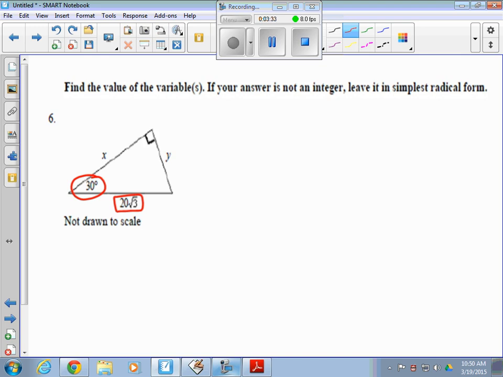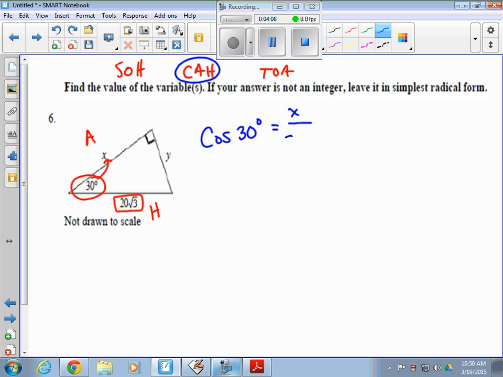Which side does x represent? It's the side that is next to 30 degrees, the adjacent side. And 20 times the square root of 3 is the hypotenuse. If you go back to your SOHCAHTOA mnemonic device for remembering your trig functions, the one that has an A and an H is the cosine. So it's going to be the cosine of 30 degrees equals the adjacent, which is x, over the hypotenuse, which is 20 times the square root of 3.